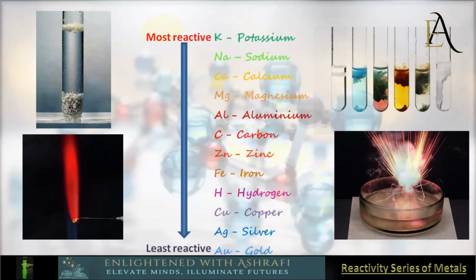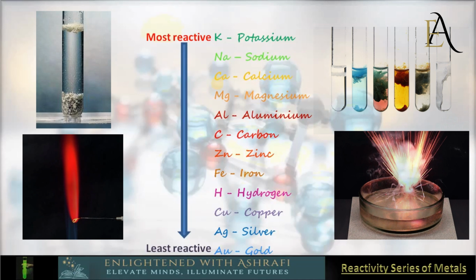The order of reactivity of metals can be deduced by making experimental observations of reactions between metals and water, acids and oxygen. The more vigorous the reaction is, the higher the metal will be in the series. The less reactive, the closer it will be to the bottom of the reactivity series.